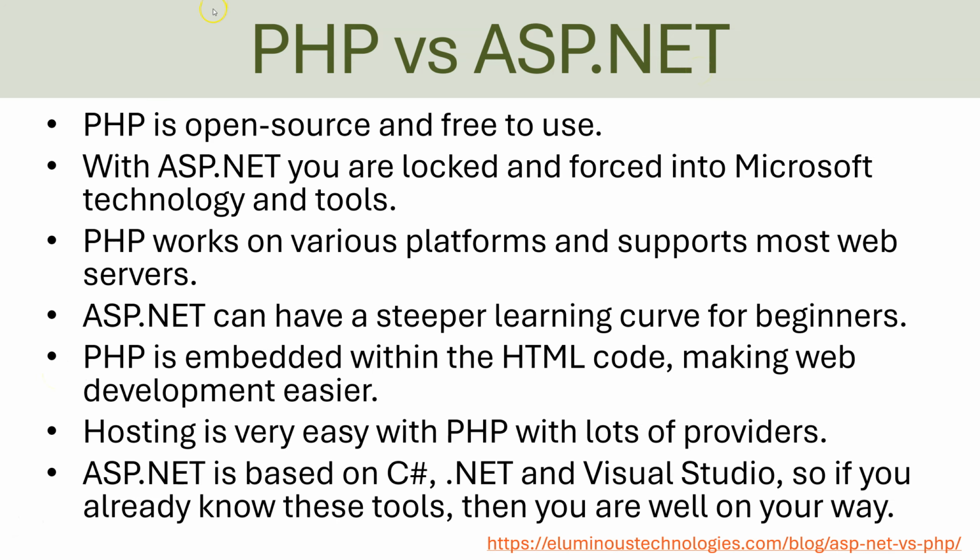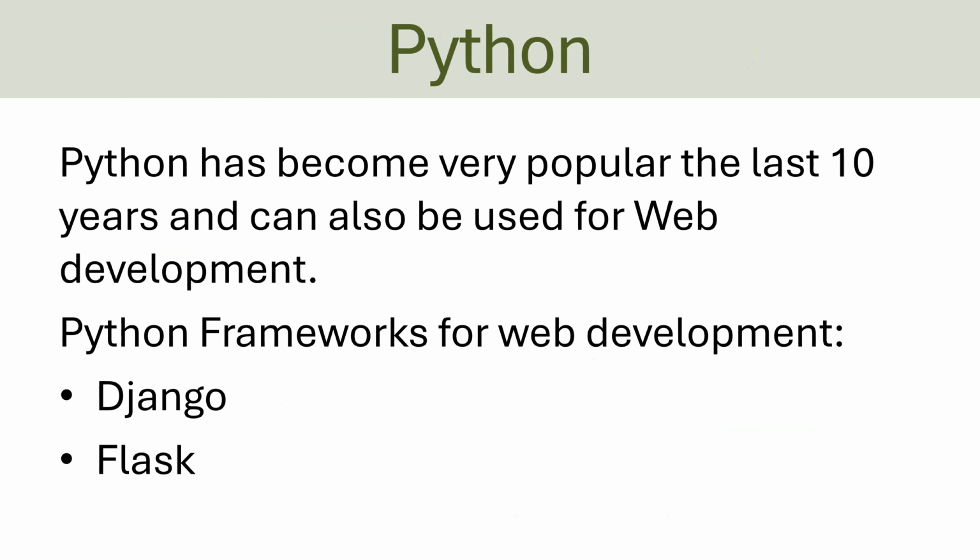So we have so far given an overview of two different types of server-side web development frameworks, namely PHP, which is both a web development framework and a programming language. And then we have the ASP.NET Core framework from Microsoft, where we use the C# programming language. But there are also other options. Another option is to use Python. And Python has become a very popular programming language in the last 10 years. And probably it is today one of the most used programming languages in the world.